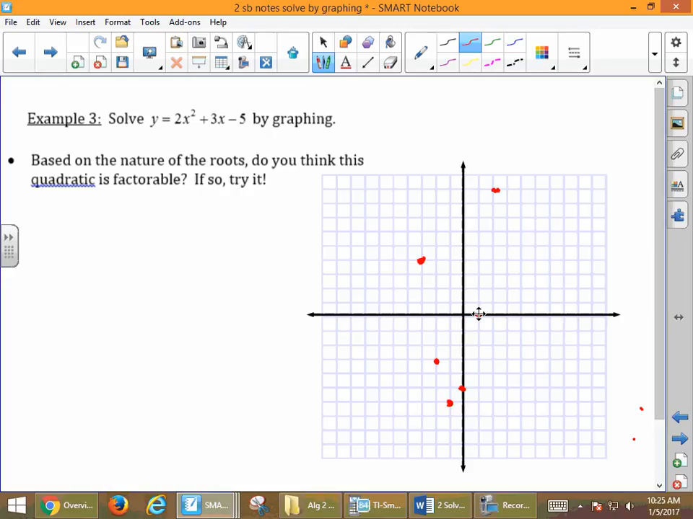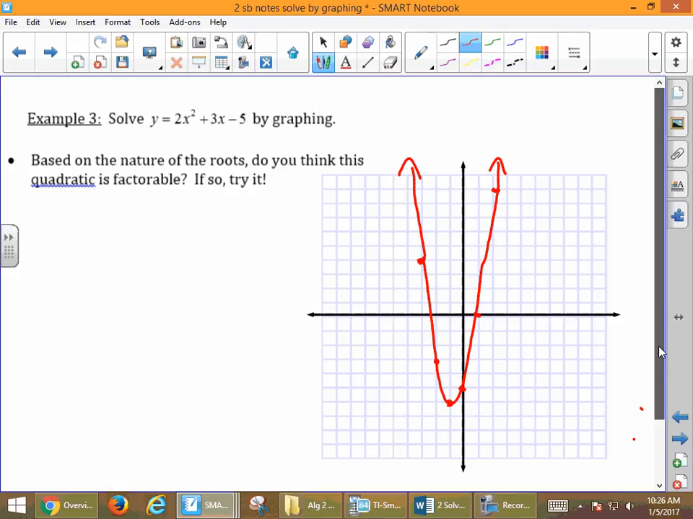And I know it's not precise here. It's going to be a bit of a sketch, but we have a good picture on our screen, on our calculator, so that's nice. And the question is, based on the nature of this root, do you think that this function is factorable? In other words, can we identify any of the answers here on a graph? A root, an x-intercept, a solution, a 0?